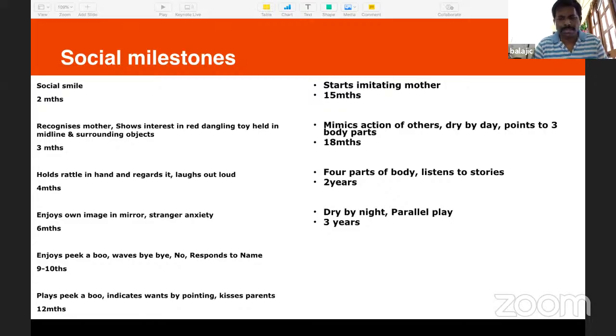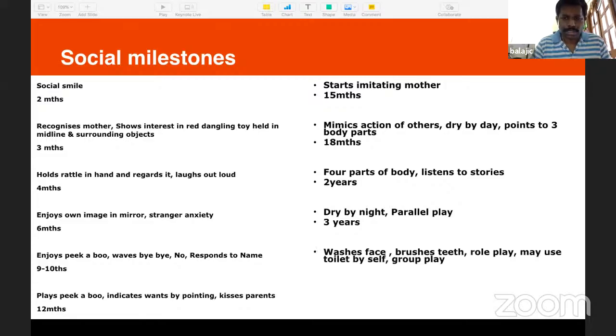And there is a specific play called parallel play, where they play beside other children. They don't interact with them, but they are happy to be beside them. So parallel play by 3 years.